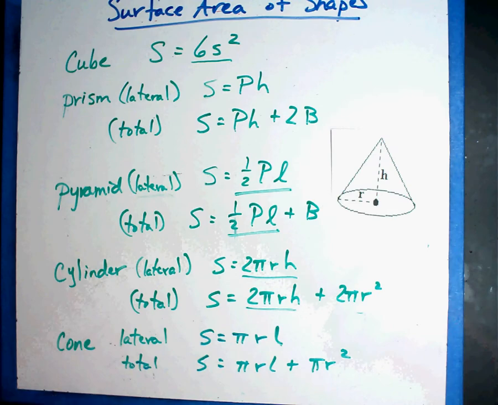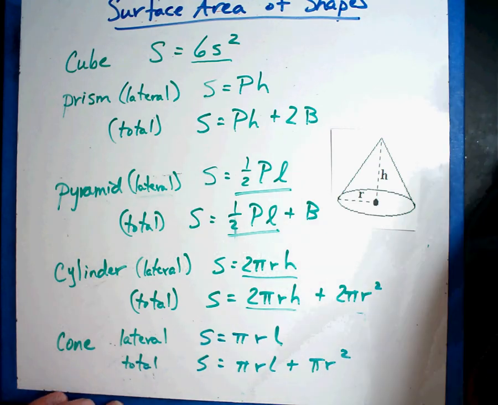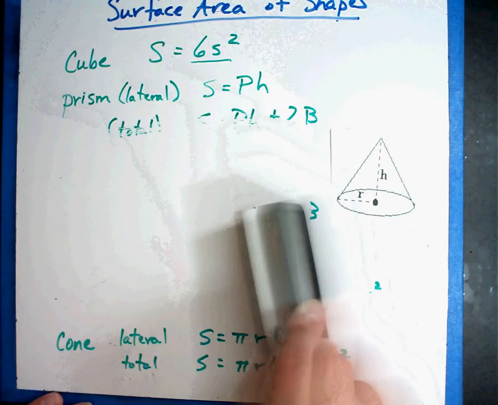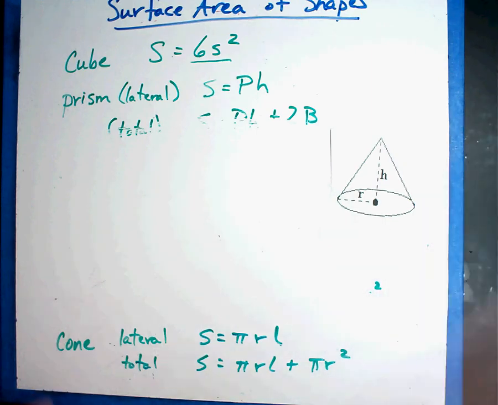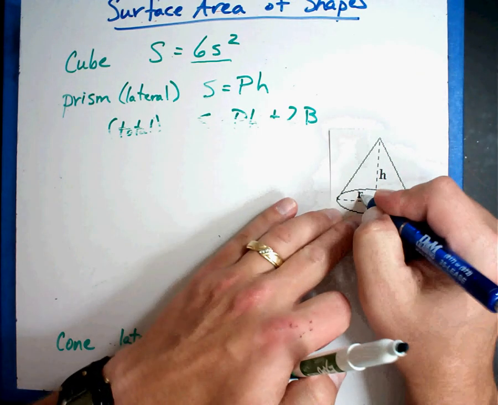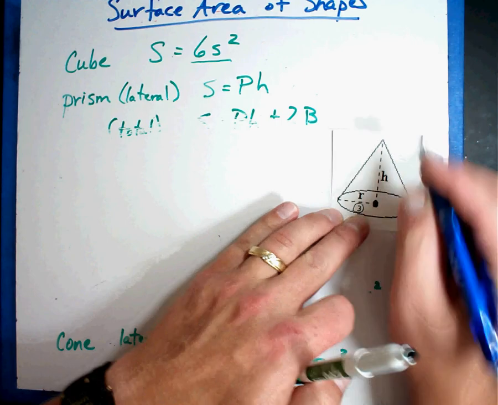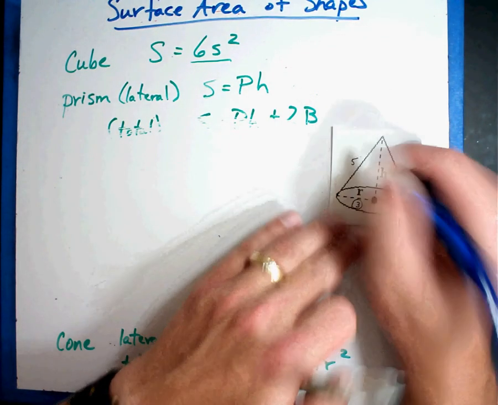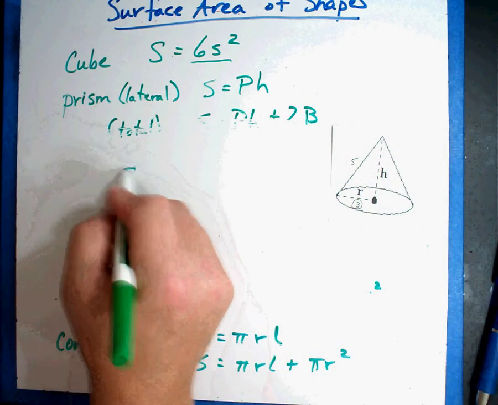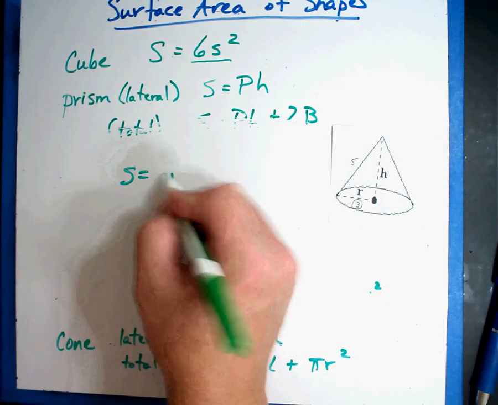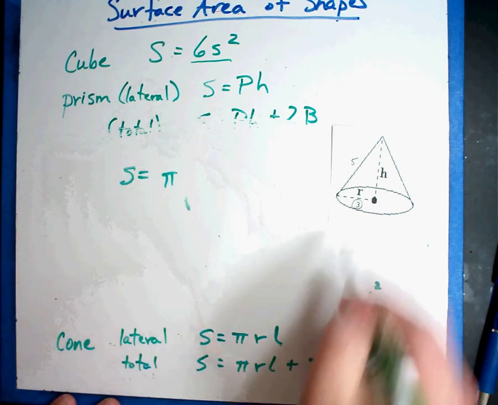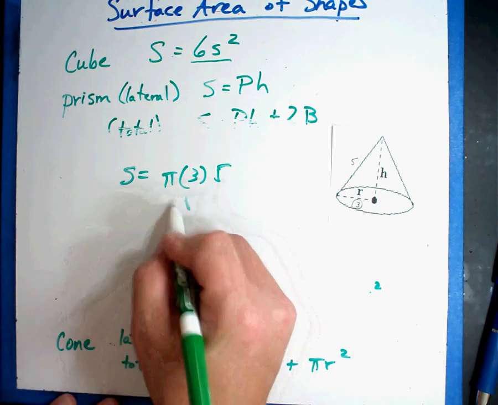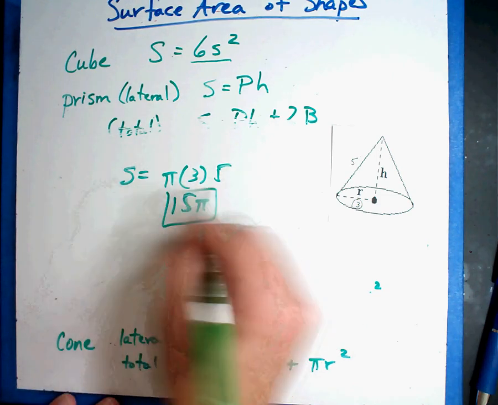So let's try one real quick. And to give myself a little space, I'm just going to erase some of the other notes that you already know. And we'll just do a cone real quick. Let's say in this picture that our radius is 3 and our slant height is going to be 5. Well, if I want S for surface area, it's going to be pi times the radius. The radius is 3. Slant height is 5. 3 times 5 is 15. 15 pi. That's my answer.